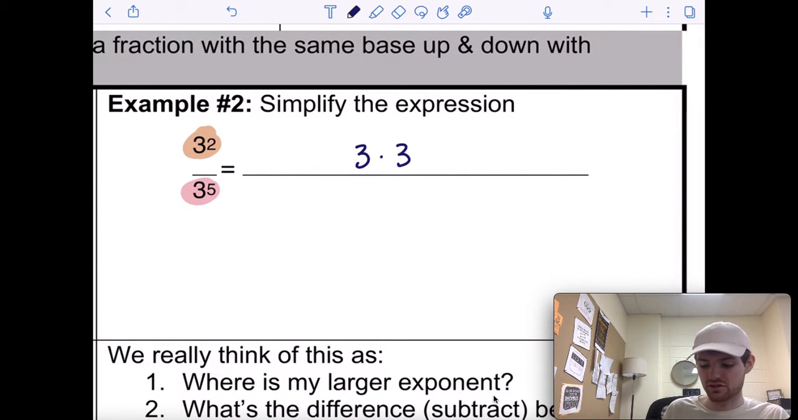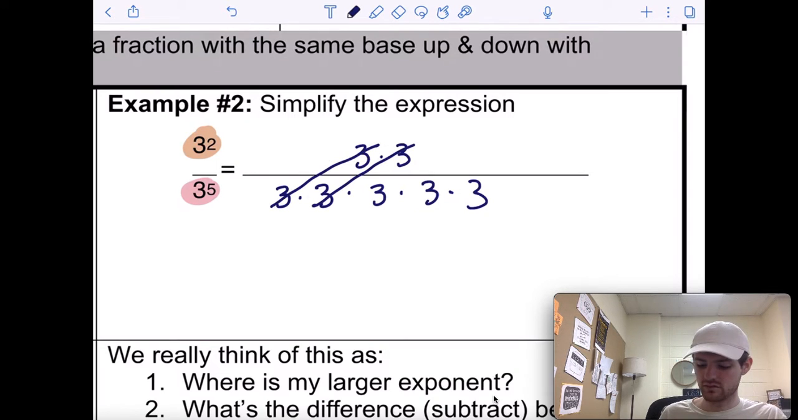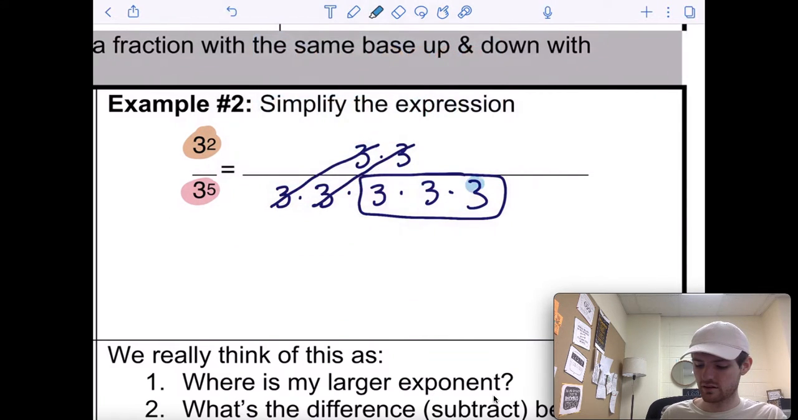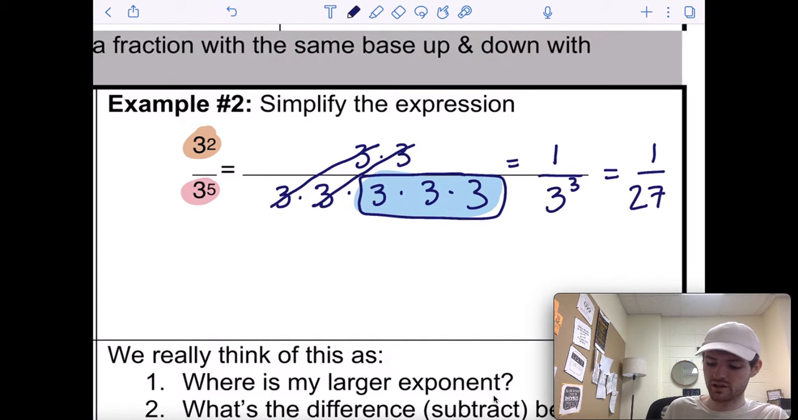3 squared is 3 times 3. 3 to the 5th is 3 times 3 times 3 times 3 times 3. We can cross out the pairs. Now we're left with 3 3's in the denominator. So this is going to end up being 3 cubed with a 1 in our numerator. When we simplify this, we get 1 over 27 as our answer.